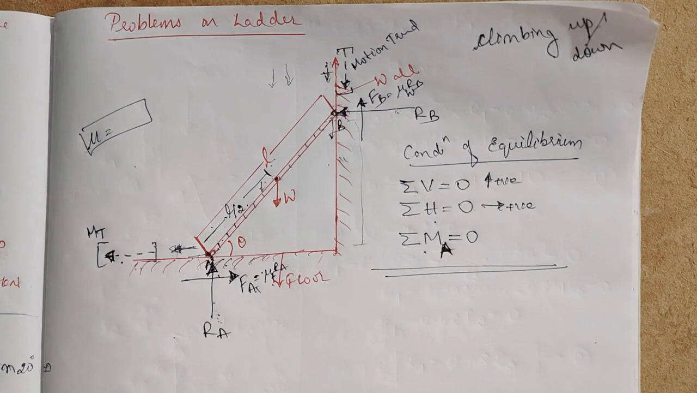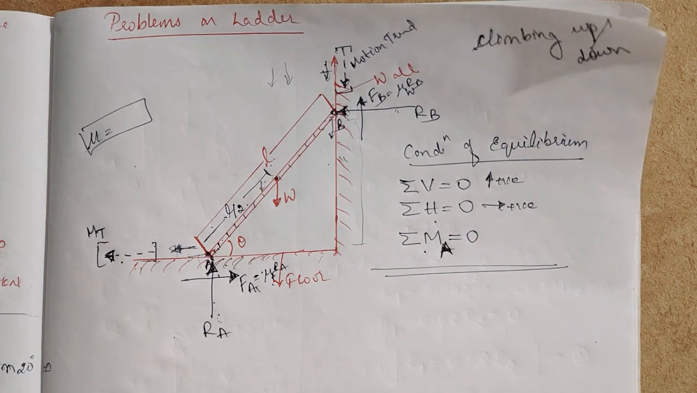In the next class we will see how the problems will be. We will take two examples on the ladder and we'll finish the chapter on friction.